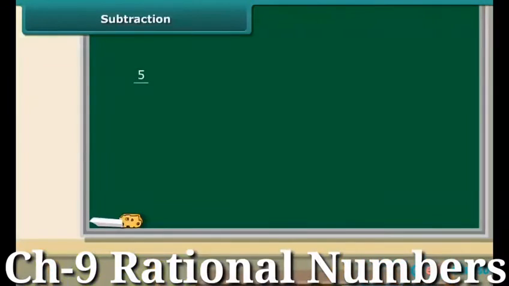Like addition, when the denominators are same, then we just subtract the numerators and keep the denominators same. And if the denominators are not same, we find the LCM of the denominators. Then we find the equivalent rational numbers of the given rational numbers with this LCM as the denominator. Then subtract the two rational numbers.